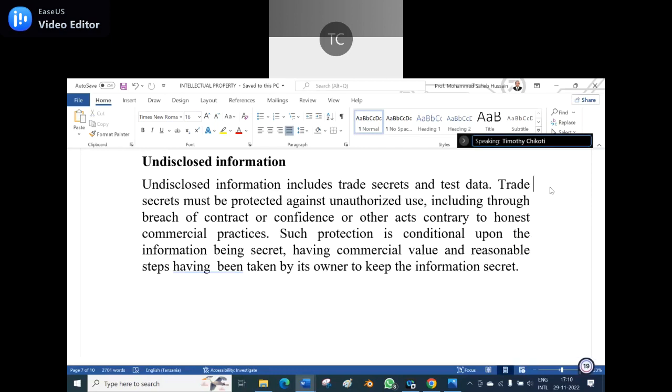Keep your gadget very near. Trade secrets. You keep your laptop or the smartphone very near to the mouth so that I could hear your voice. Okay.